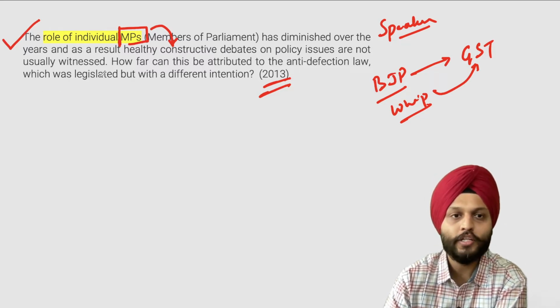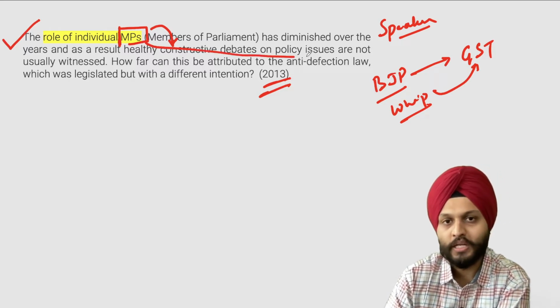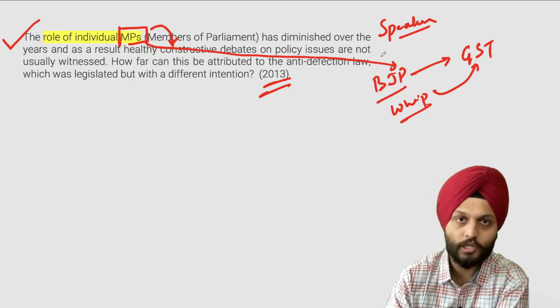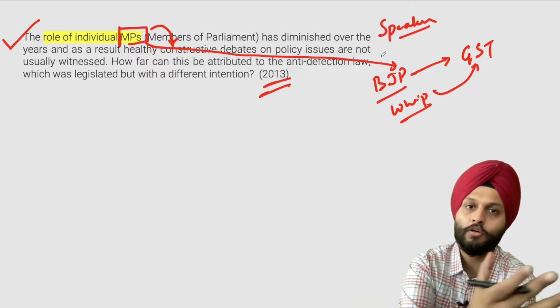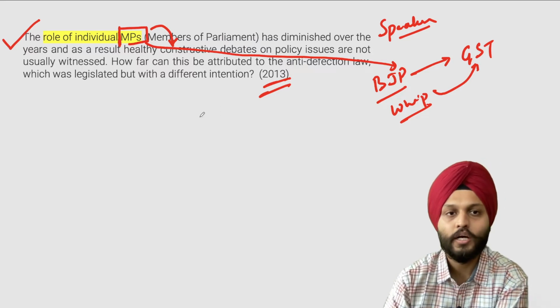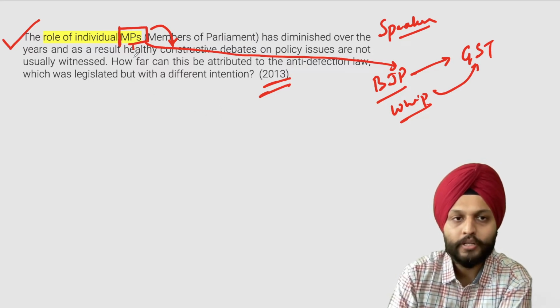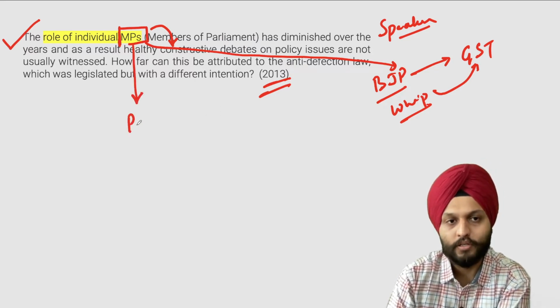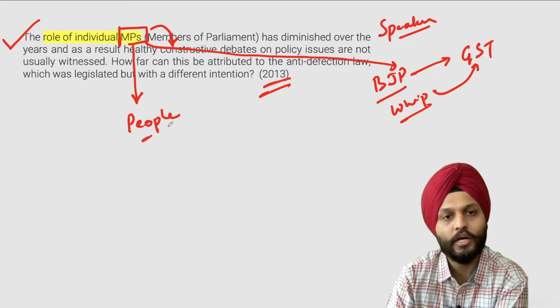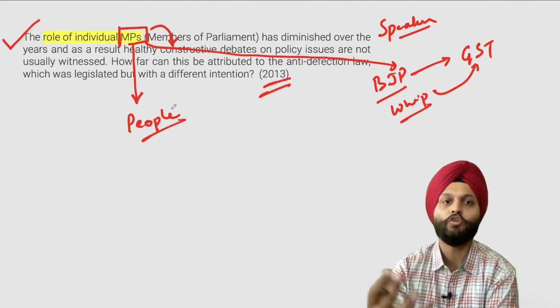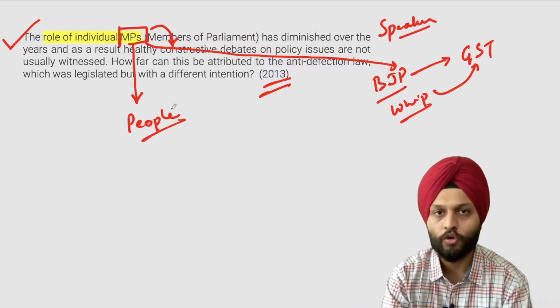We must not forget that MPs and MLAs, yes, have been elected on the ticket of a particular political party, be it BJP, Shiv Sena, Congress, whichever party, but they are also the representatives of the people. They represent a constituency, and therefore they should have that much liberty to express their own views.